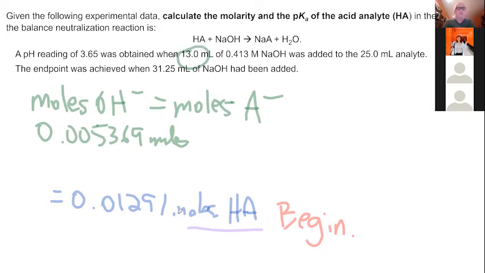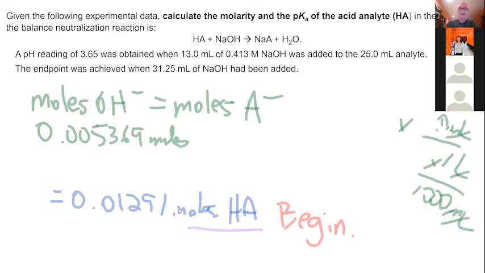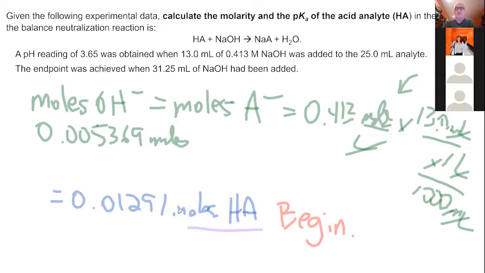Professor, could you put that part back up? I wasn't following. Sure. I know it is 0.413 moles times 13 mils. So the concentration is 0.413 moles per liter. Then we multiply that by 13 mils. And then we multiply that by 1 liter over 1,000 mils. So that cancels our liters, that cancels our mils, and it leaves us with moles. Got it. Thank you. All right, no worries.